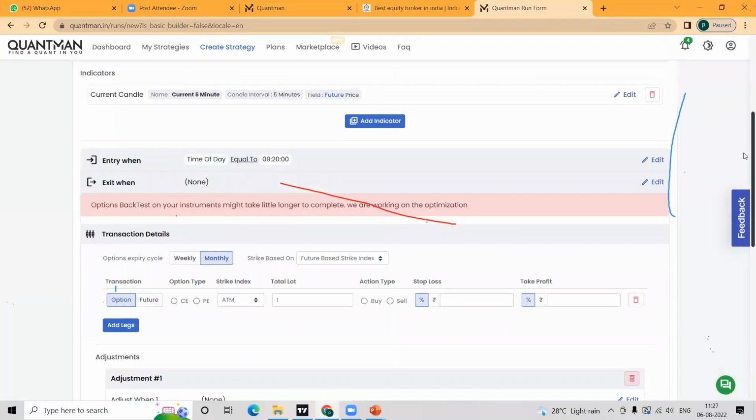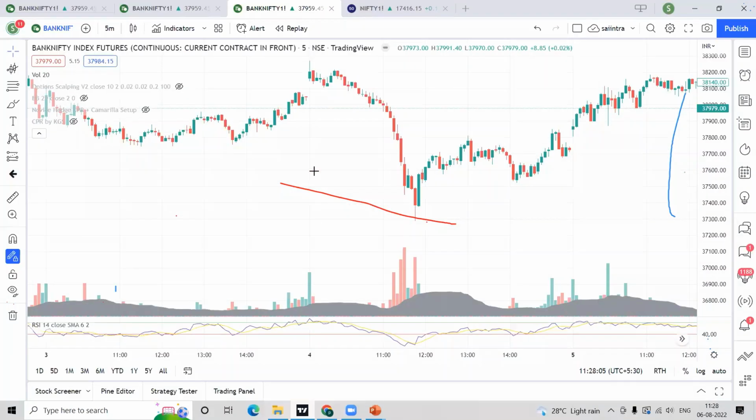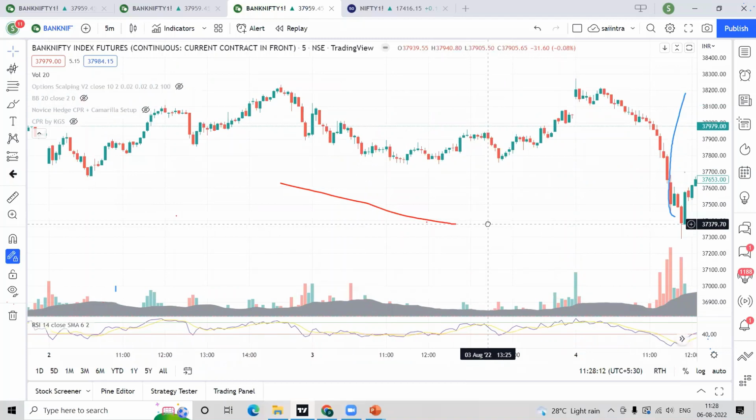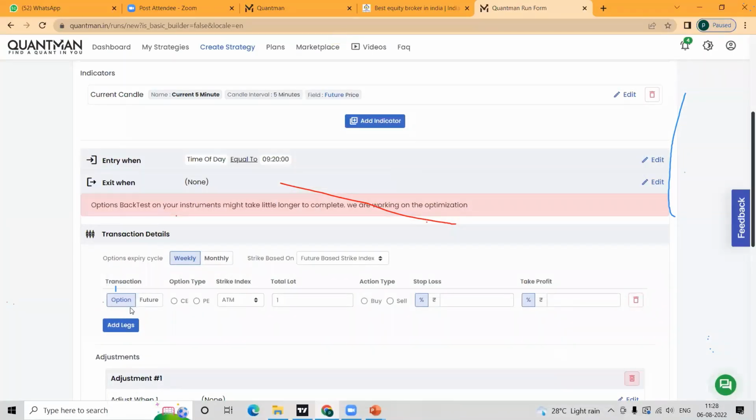Then I am going to sell the options. Options weekly or monthly, I am going to choose weekly. Why I chose weekly instead of monthly, I will come to that point later. So first of all, we are clear at 9:20. We are not going to predict whether the market will move up or down. We don't know. So we accept what we don't know. So I am not using any indicators.